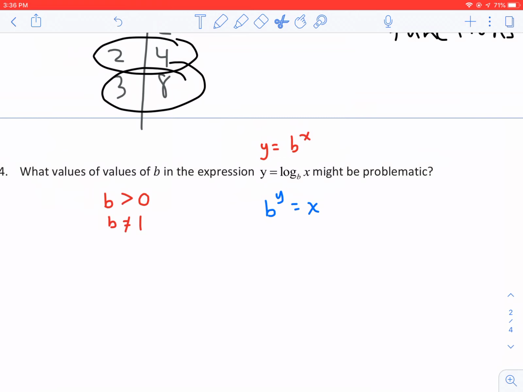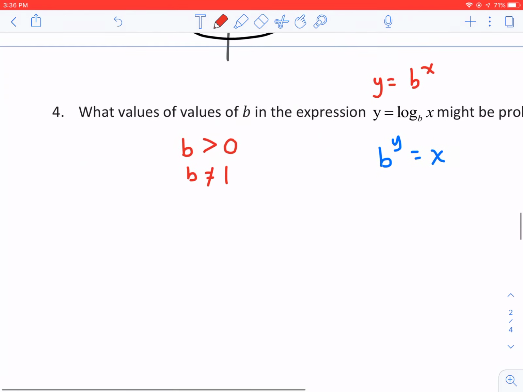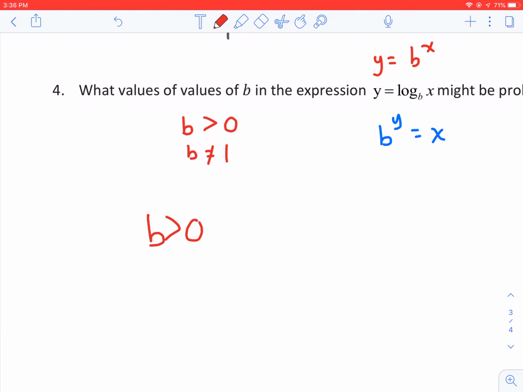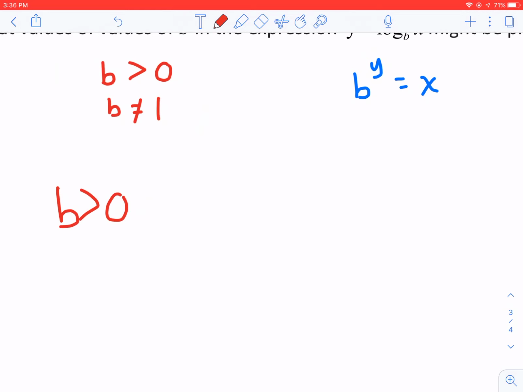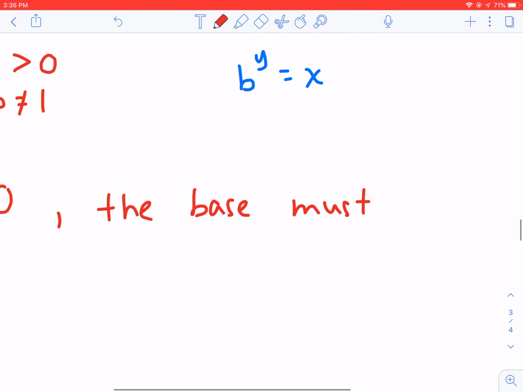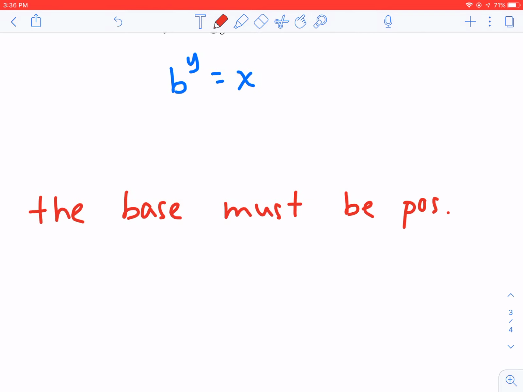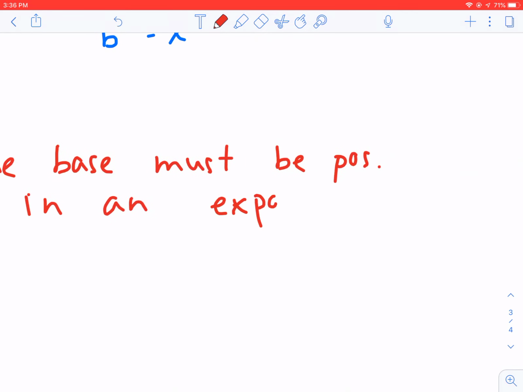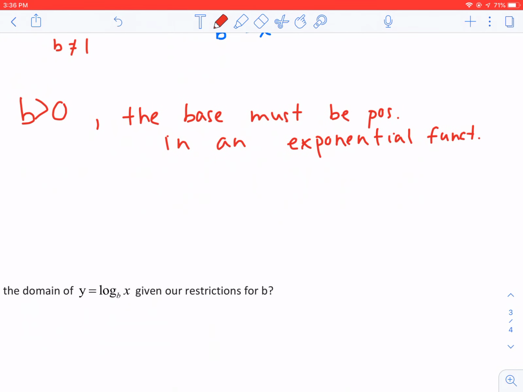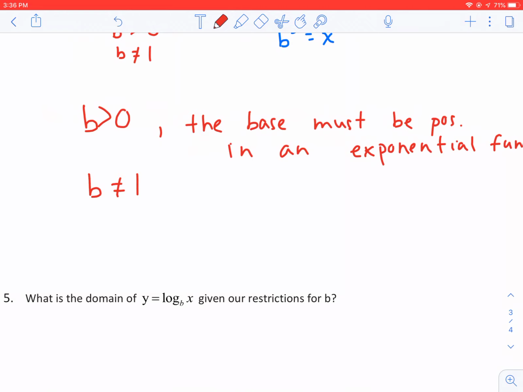So for us, we are going to define the log function to have b greater than 0. Right, the base is always defined to be positive in the exponential function. The base must be positive in an exponential function. And so because this is the inverse of exponential function, we're also going to make the base positive in log functions. All right? And b cannot equal 1.